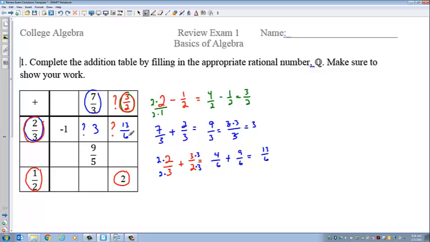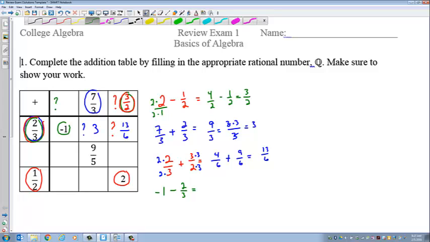What else can we do? It looks like we have to go find some more of these. So let's just pick one. Let's try to find what goes here. What we can do is use this 2/3 and this -1. So 2/3 plus this question mark equals -1. So we can do -1 minus 2/3, and that'll find that question mark.